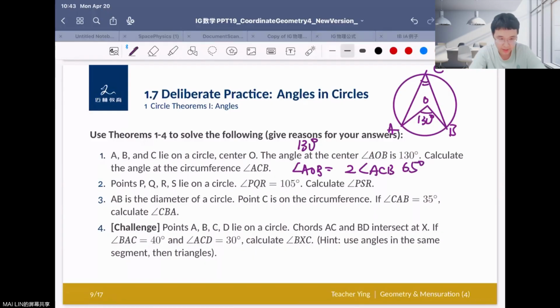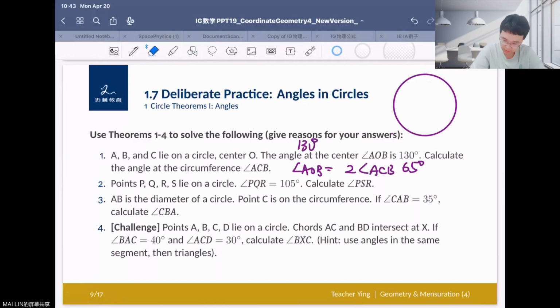And the second problem is that points PQRS lie on a circle. So here we can set, here is PQRS, I draw it. That is P, Q, R, and S. And the angle PQR equals 105 degrees.